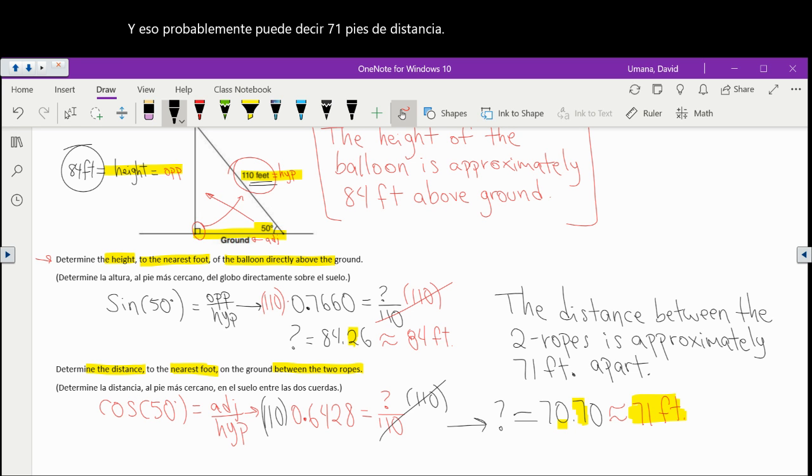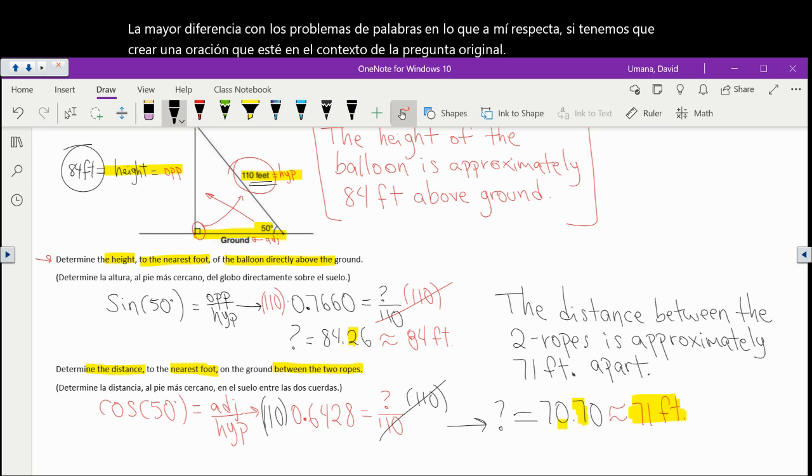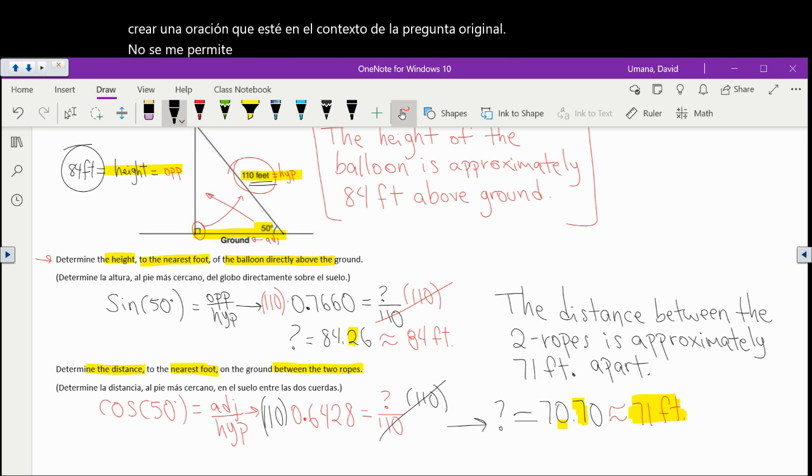The biggest difference with word problems, as far as I am concerned, is we have to create a sentence that is in the context of the original question. I'm not allowed to just say 71 and I'm done. I'm not allowed to just say 84 and I'm done. I have to put it into words. That is one of the biggest differences.